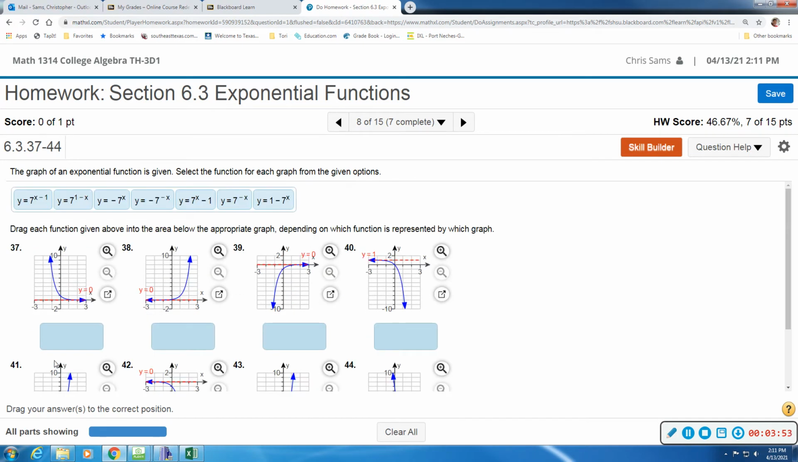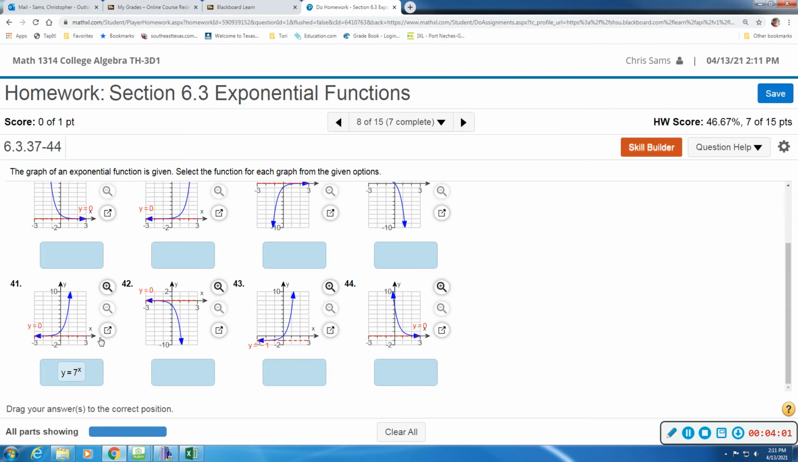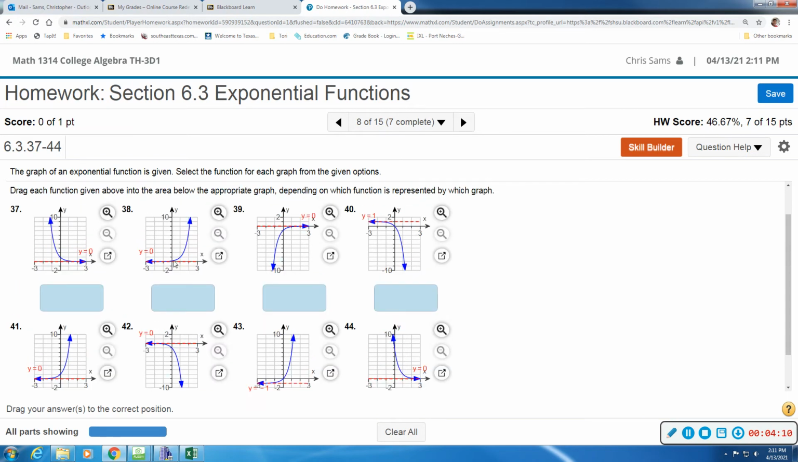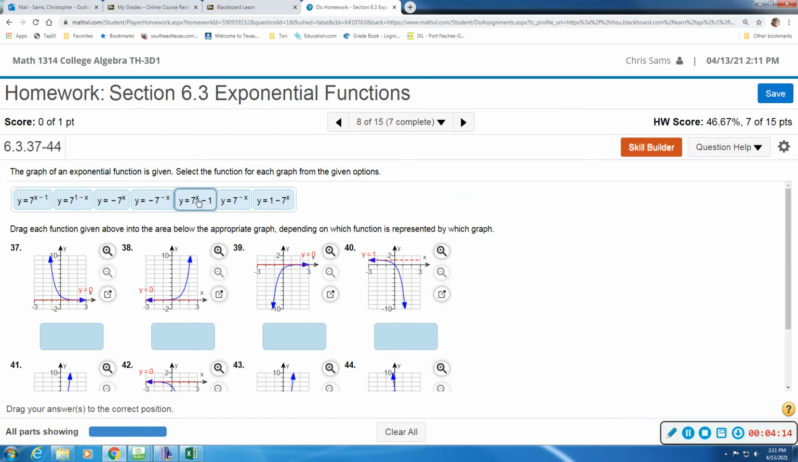Now let's look at some other stuff that we can kind of figure out pretty easy. Let's try this one. This one is growth but minus 1, so it got shifted down 1. So that kind of matches here. So if the original one goes through 0, 1 and it got moved down 1, it's still flat hugging this x-axis, but it just is no longer going through the ordered pair 0, 1. So this one looks like it matches 38. Okay.